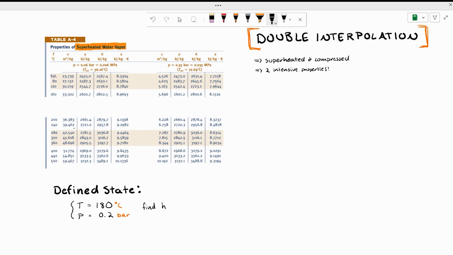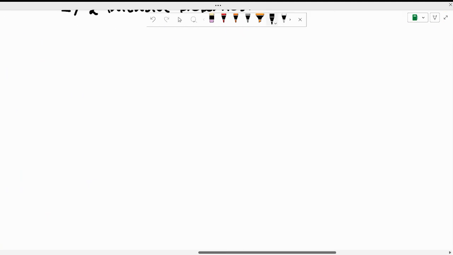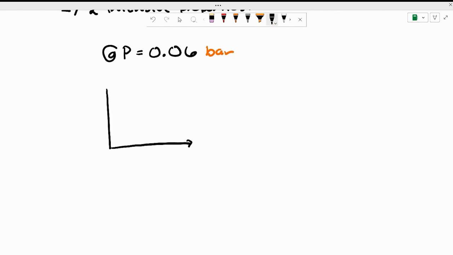Next, we identify the need for double interpolation. We'll notice neither the given temperature nor pressure values fall kindly onto the table. We will have to interpolate with respect to both properties. In this example, I will interpolate with respect to temperature first.